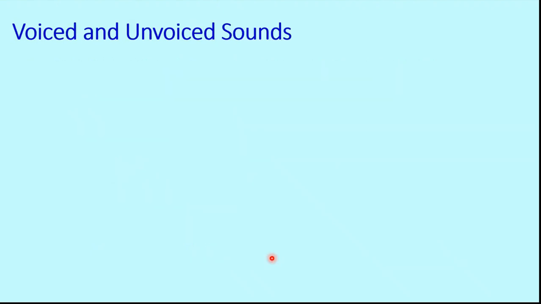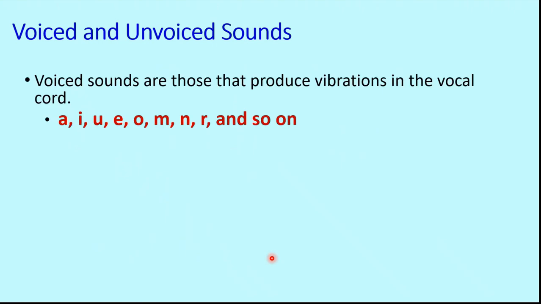Now we have two kinds of sounds, voiced sounds and unvoiced sounds. So let's see what are voiced sounds and what are unvoiced sounds. Voiced sounds are those that produce vibrations in the vocal cord, that is in our throat. So when we speak out these sounds, we will feel the vibration in our throat. A, I, U, E, O, M, N, R, and so on. There are many other sounds which are voiced.